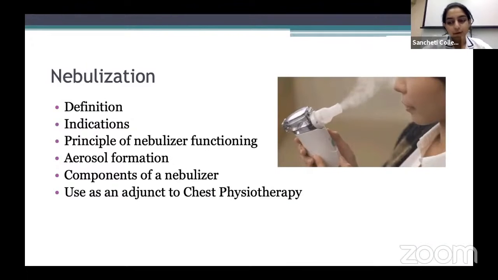Then we move on to nebulization. So when it comes to nebulization, how exactly is it different from humidification, and what are the principles of working of a nebulizer? Now, if you see the image, this is what we are talking about. This is what we're going to learn more about.